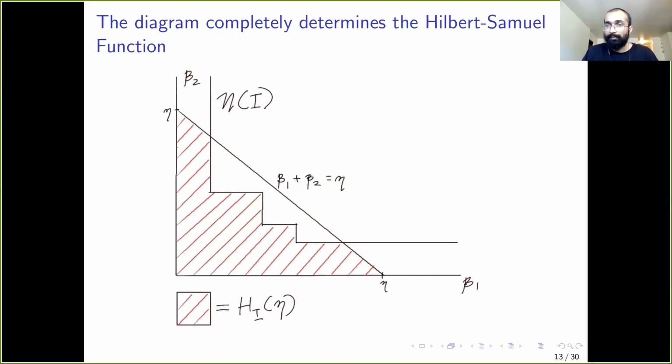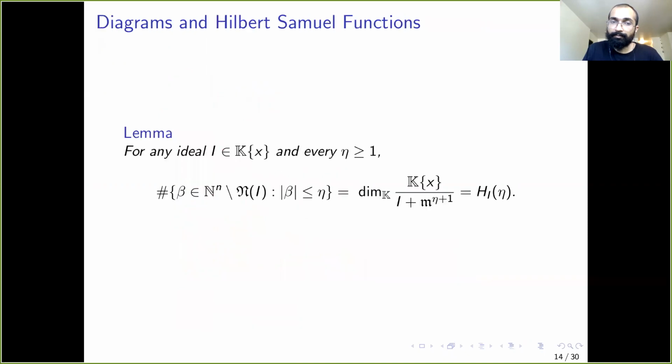So this suggests the next fact. One of the main motivations for us talking about these diagrams is that the diagram of initial exponents of an ideal completely determines the Hilbert-Samuel function. Specifically, if you have some diagram with respect to the standard ordering, then we can calculate the Hilbert-Samuel function of this ideal I by counting the number of points in this region that is hatched in red. That is the number of points in the complement of the diagram that lie below a certain line, beta 1 plus beta 2 is equal to eta. And this is in the case of two variables, but this result generalizes to the general case, which just says that you can count the number of points in the complement of the diagram that have length less than or equal to eta, and you get the Hilbert-Samuel function of the ideal I evaluated at eta.